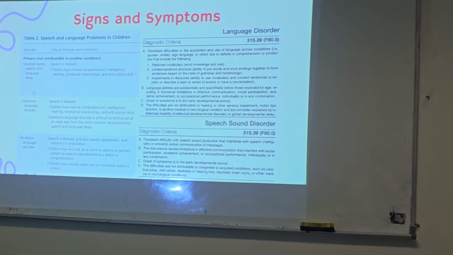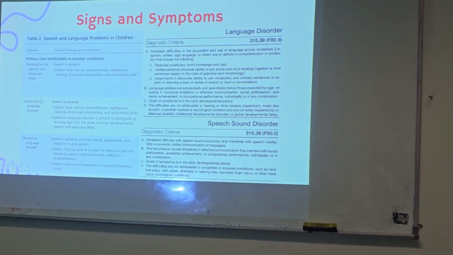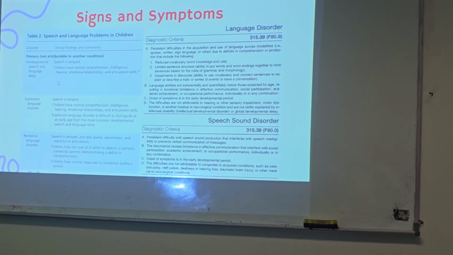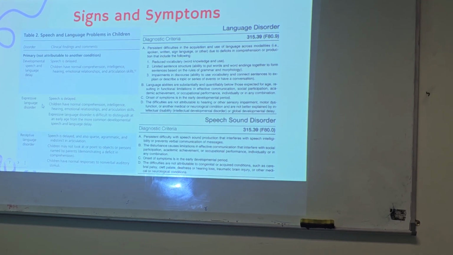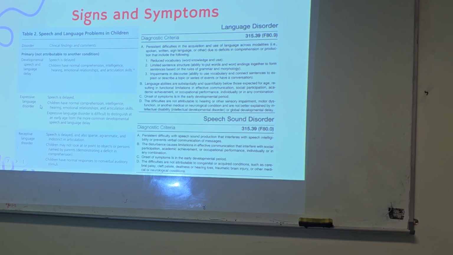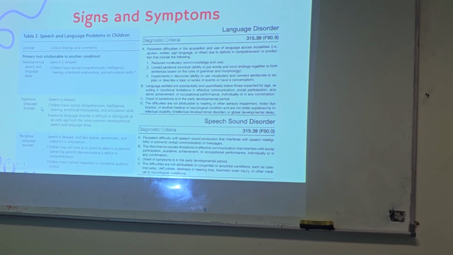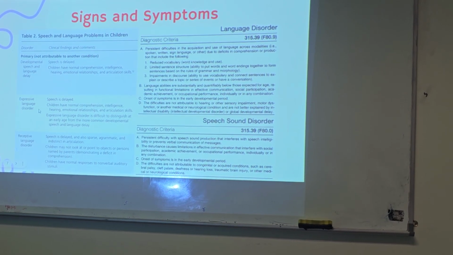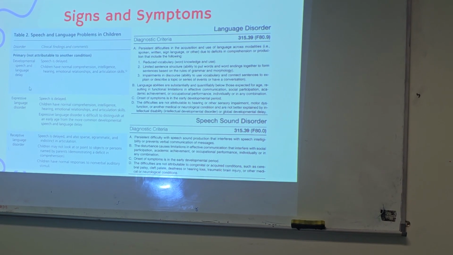But however, when they are younger, it might be difficult to differentiate expressive language disorder from normal developmental speech and language delay, because expressive means you're trying to speak. If they do develop this problem with expressive language disorder, you might not be able to catch it when they are still young.